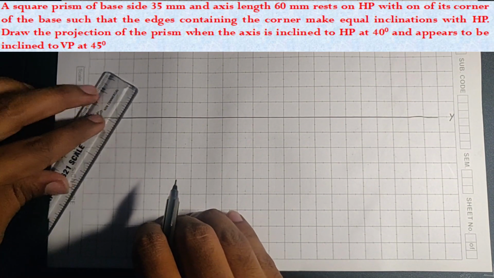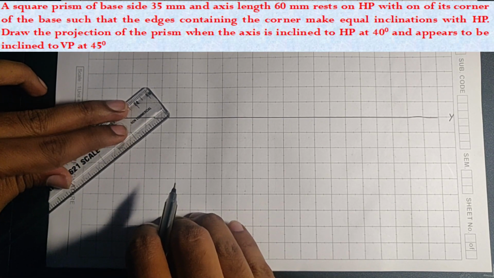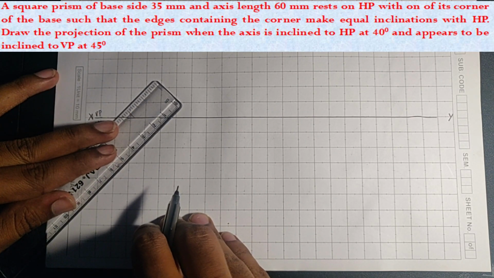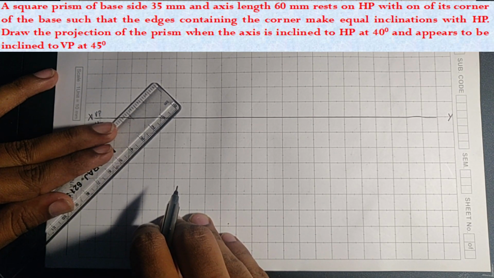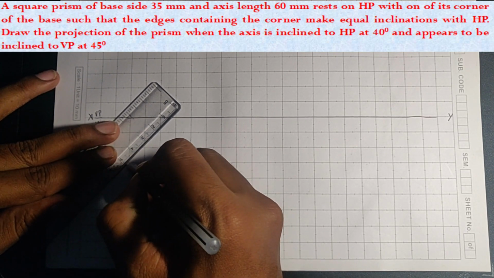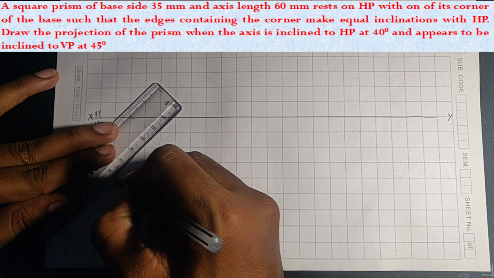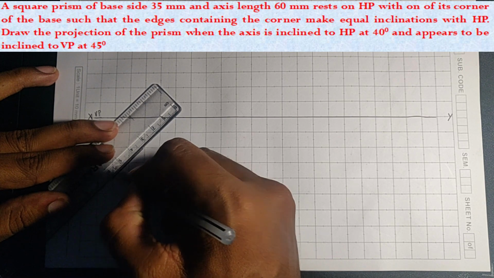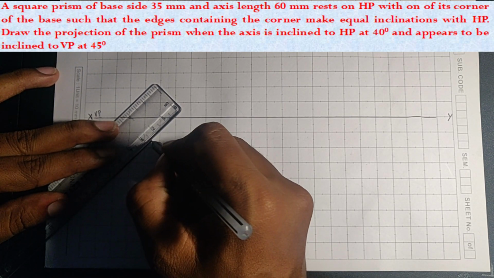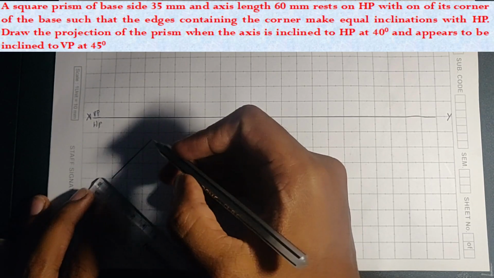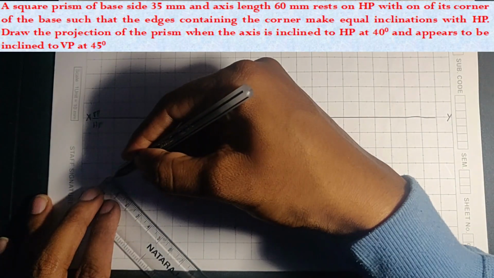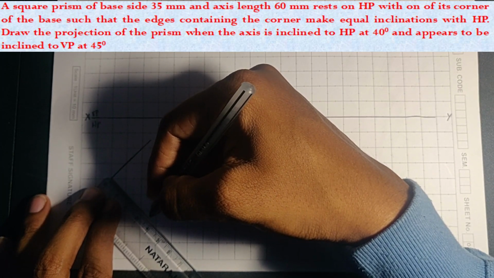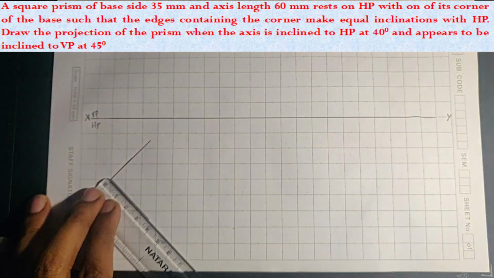So let me start with somewhere here. So he says it is 35. So I'm going to take from here and join 10, 20, 30 and 35. Similarly on the other side, 10, 20, 30, 35. So I am measuring using scale and I am drawing this.